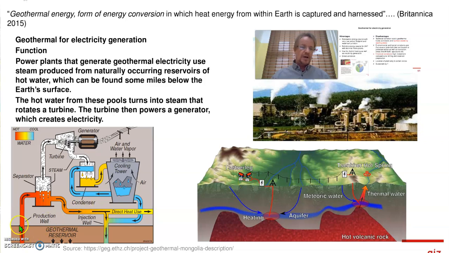So how does it work? The hot water, 120 and above, goes in as steam. It goes into the generator and produces electricity. The residual heat can be used, as I said before, for district heating. Normally the water will then go back, which is not shown here, into the aquifer.